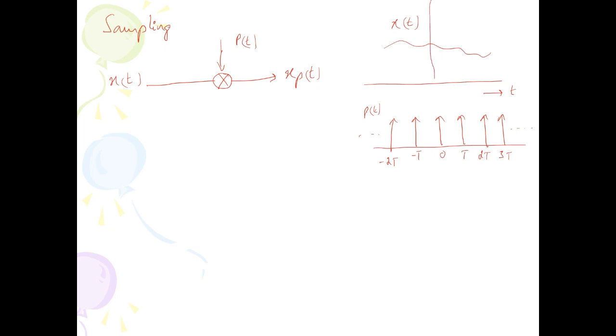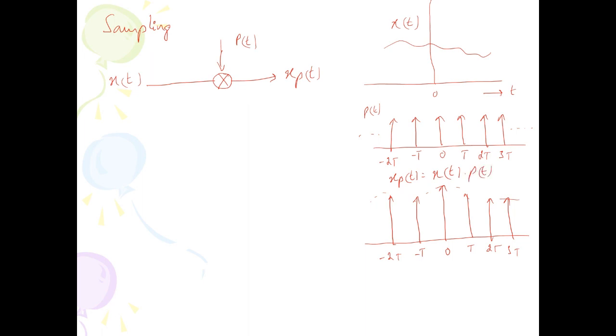This is the origin, 0. Now, after multiplying this signal with the periodic impulse train, we will have this one. This is 0, this is T, this is 2T, this is 3T, minus T, minus 2T, and this is nothing but x p of t, which is x of t into p of t, direct multiplication. Now what is the value here? That is x of t multiplied by delta of t. This value is x of t multiplied by delta of t. And what about this value?